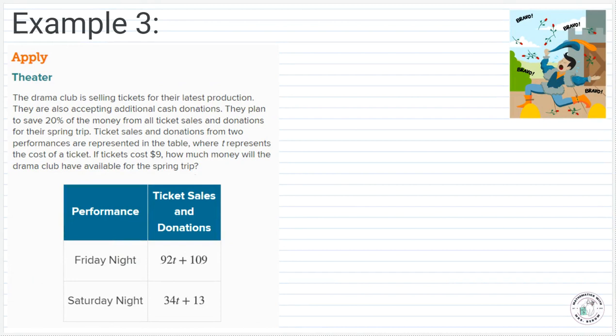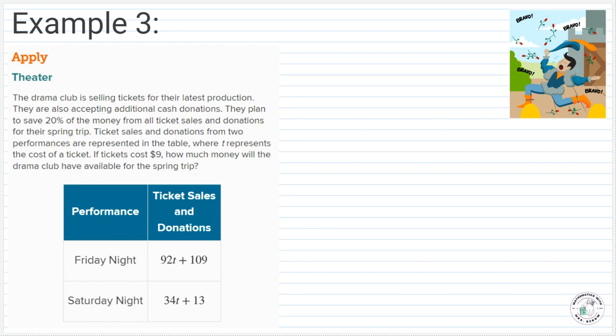Okay, so some story problems. So the Drama Club is selling tickets for their latest production. They're also accepting additional cash donations. They plan to save 20% of the money from all ticket sales and donations for their spring trip. Ticket sales and donations from 2 performances are represented in the table, where T represents the cost of a ticket. If tickets cost $9, how much money will the Drama Club have available for the spring trip?